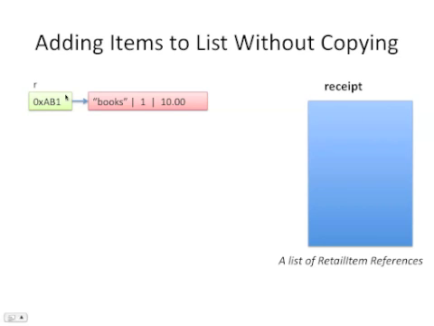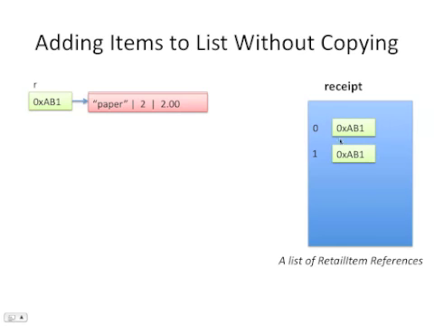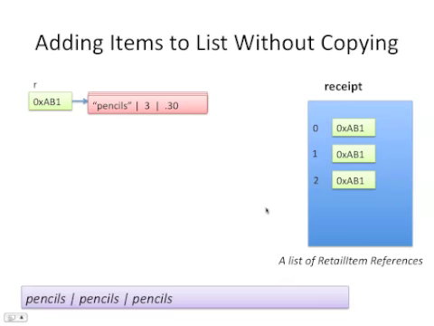So the first time I do books 1 at $10, I add the address there. And then if I say, well, I do paper 2 at $2, I've updated the data, but the address is still the same. So when I add it to the list, it's adding the same address. The next time I send the retail item, it has pencils in it. I add that address, and notice that all the addresses are the same. And when I print them out, it'll say pencils, pencils, pencils.